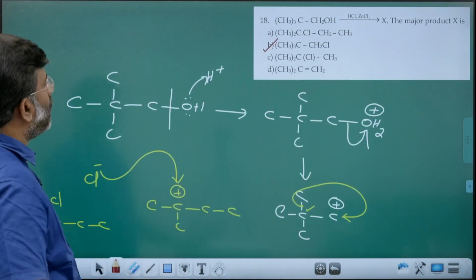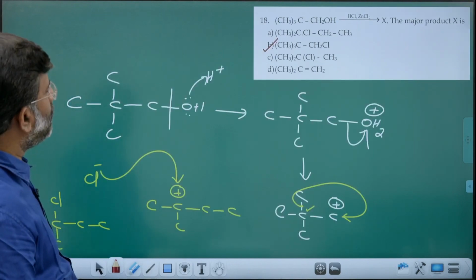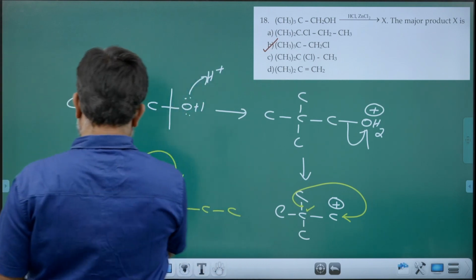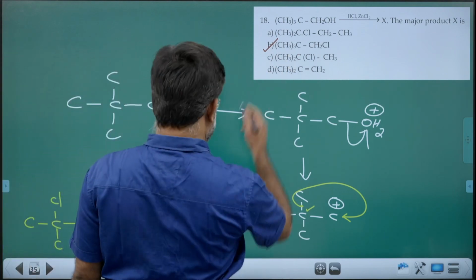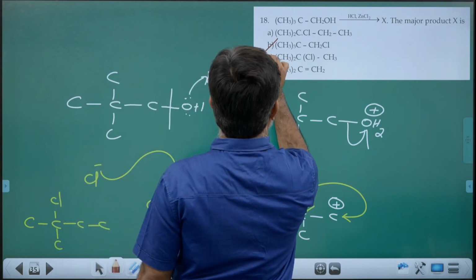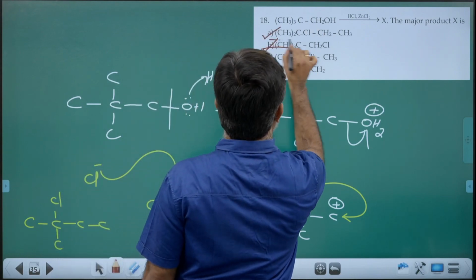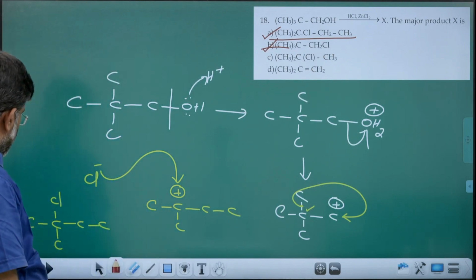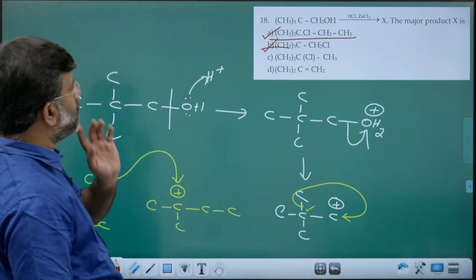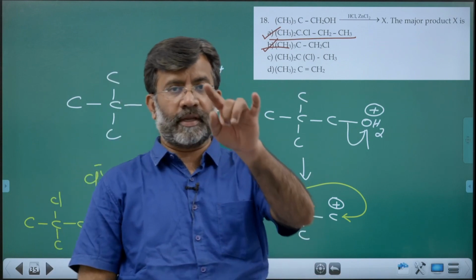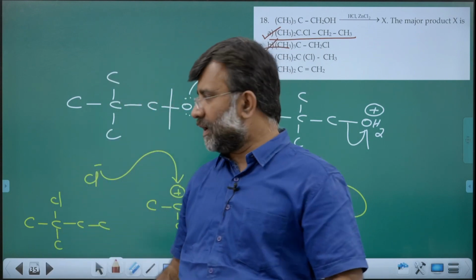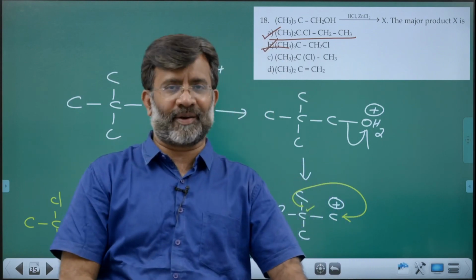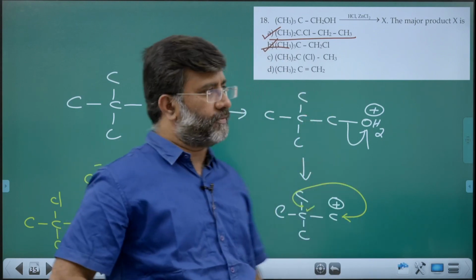Oh, what was the answer given there? Oh, sorry. I have marked the answer here, but the answer key I have marked is wrong. Not this one. Option A, (CH3)2CCl CH2CH3. Option A. Whatever we have written was correct. The choice I have marked went wrong. Option A itself.